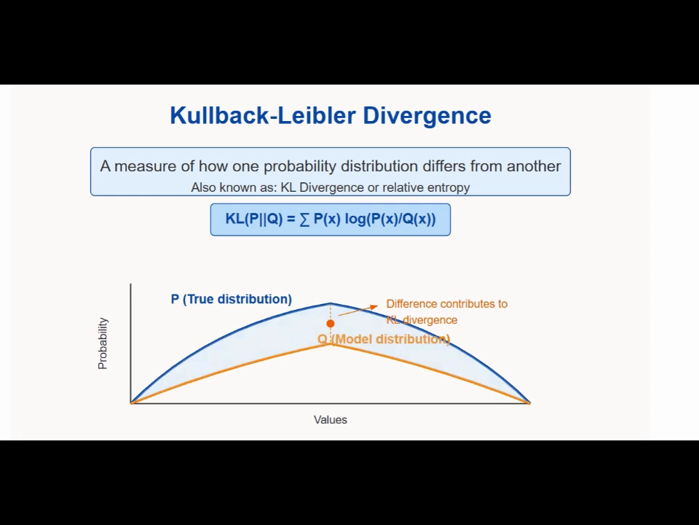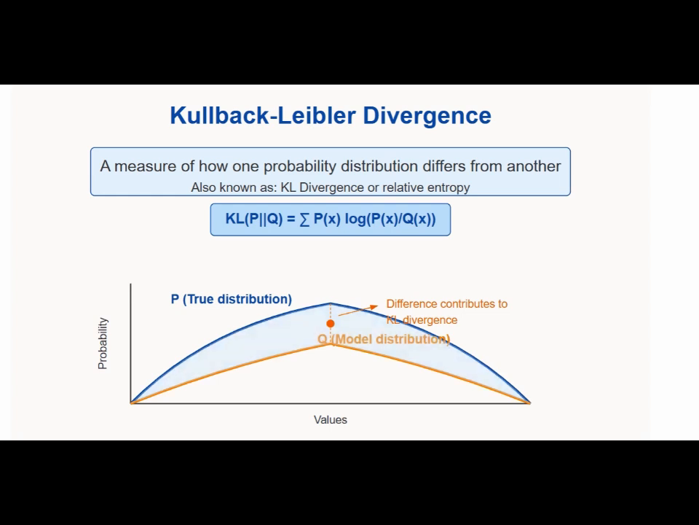Our visualization shows two distributions. The blue curve represents the true data distribution P, while the orange curve shows our model's approximation Q. The shaded area between them gives a visual sense of their difference. Areas where the curves differ more contribute more heavily to the overall KL divergence.